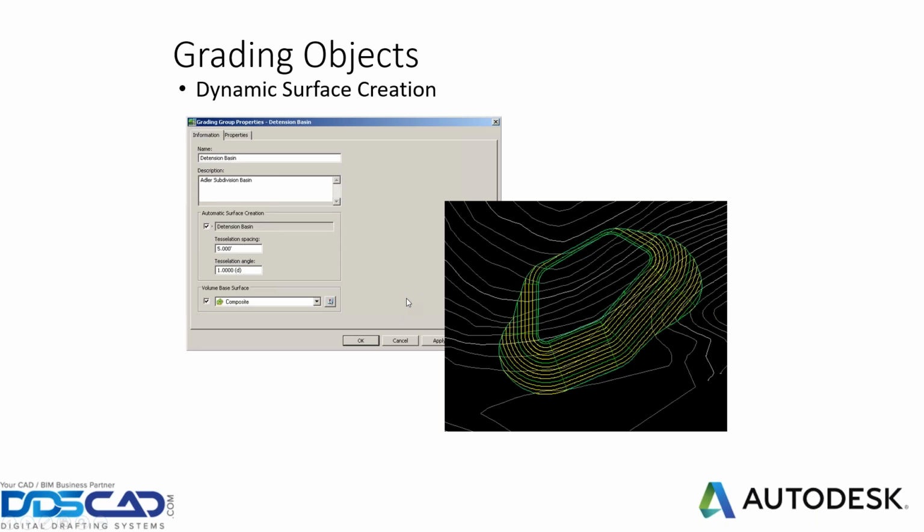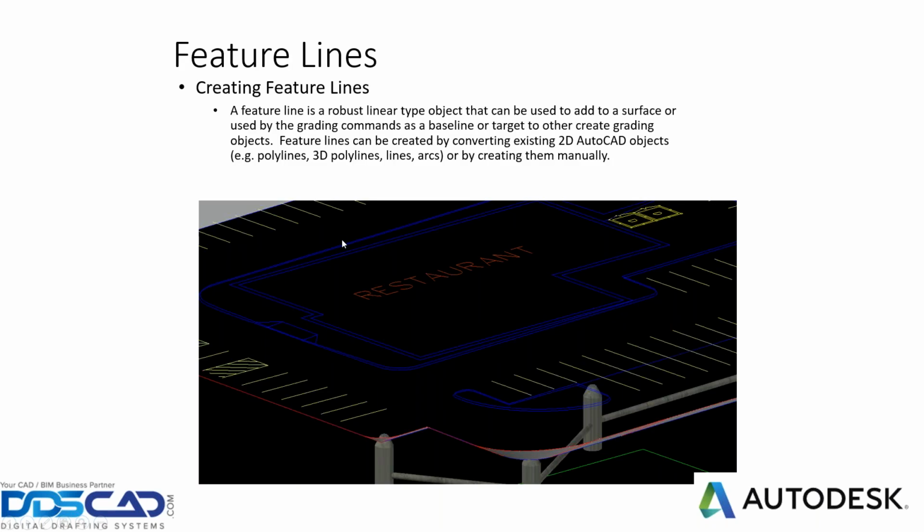All right. After you create a grading object, the goal is to have a surface, because you might want to get contours, or you might want to get a finished ground surface for visualization, or you want to get quantities and so on. So you can, of course, create a surface out of grading objects.